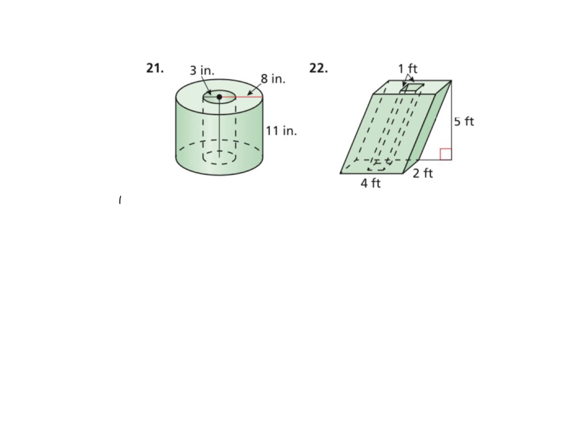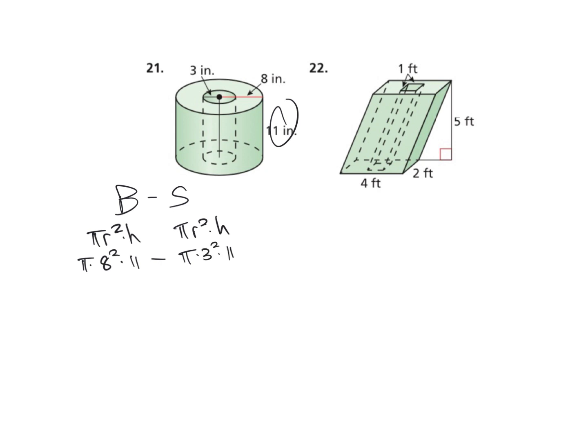All right, so big minus small here. The big one is pi r squared times the height, and so is the small one, pi r squared times the height. So let's just fill everything in. Pi, and the radius of the big one is 8 inches, so we have to square 8, and the height of the cylinder is 11. And the small one is pi, the radius is 3, and the height is still 11.